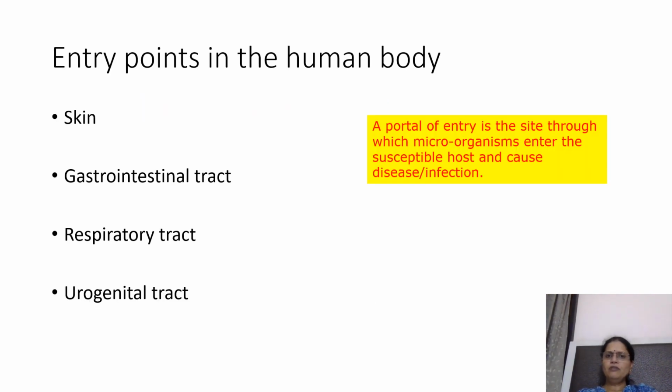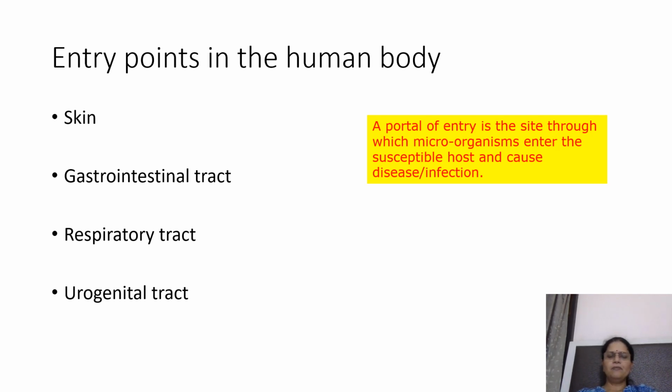The definition for this term, portal of entry, is the site through which a microorganism enters the susceptible host and causes disease or infection. The four common entry points in the human body are skin, gastrointestinal tract, respiratory tract, and urogenital tract.